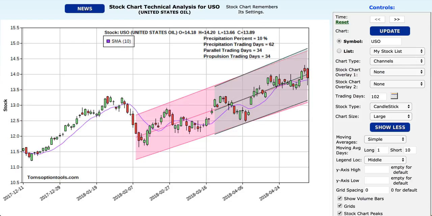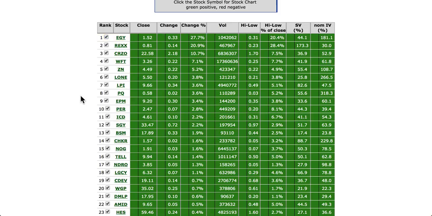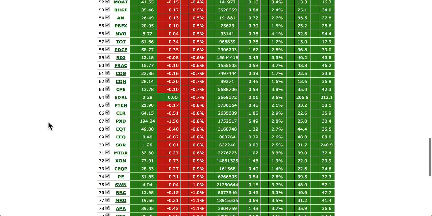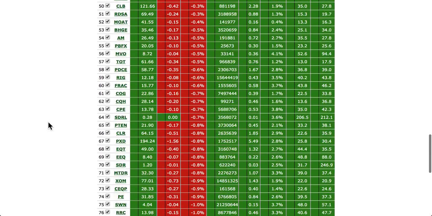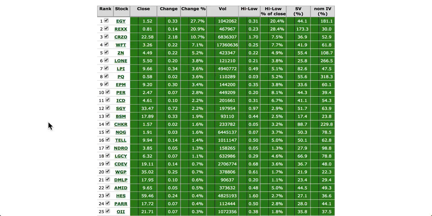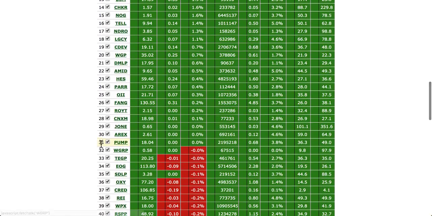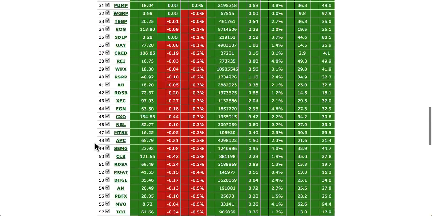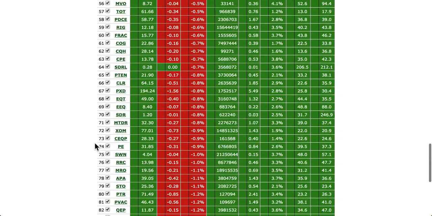The third thing I like to look at is what are all these stocks doing? These are the top 100 gas exploration and crude exploration stocks. As you can see, for today, about 31 of them are either break even or higher on the day. Most of them are lower because we're seeing the price of crude oil drop.